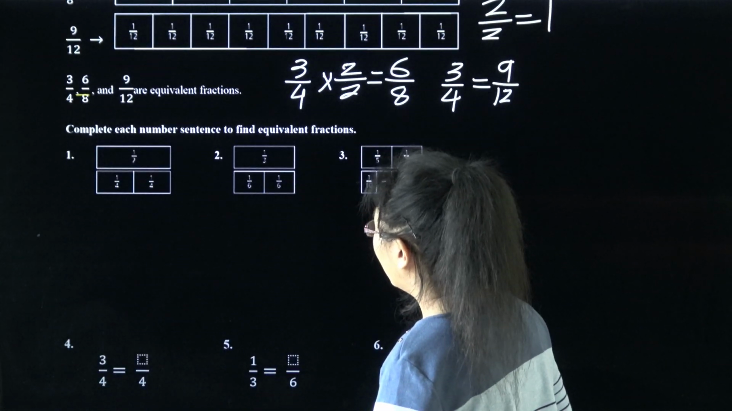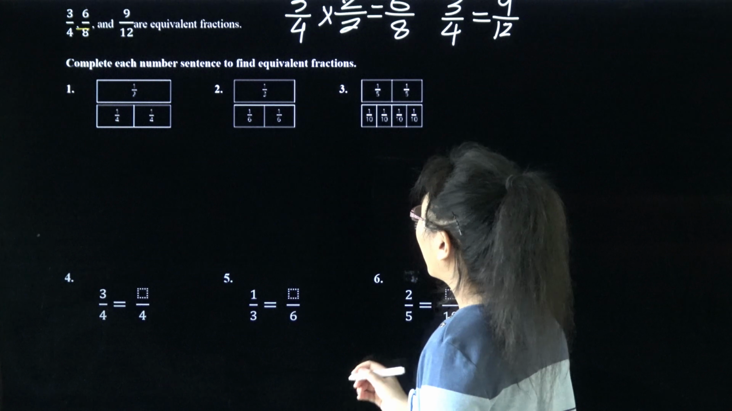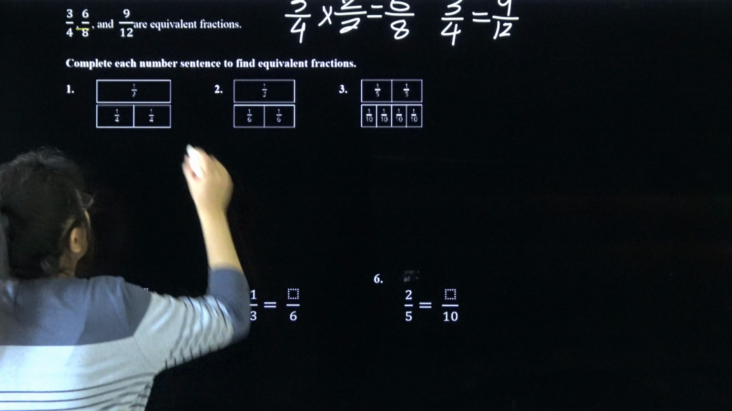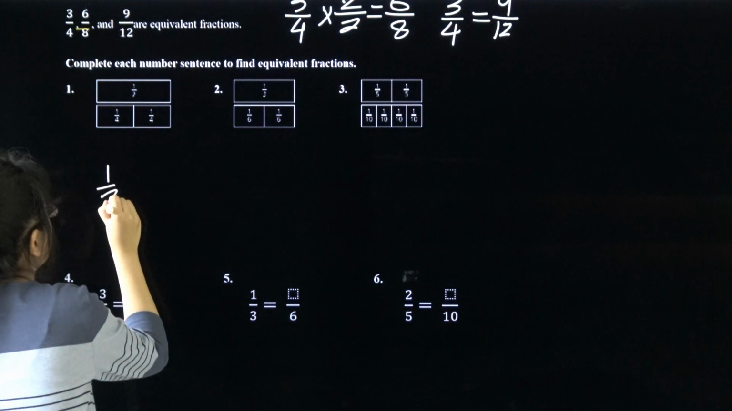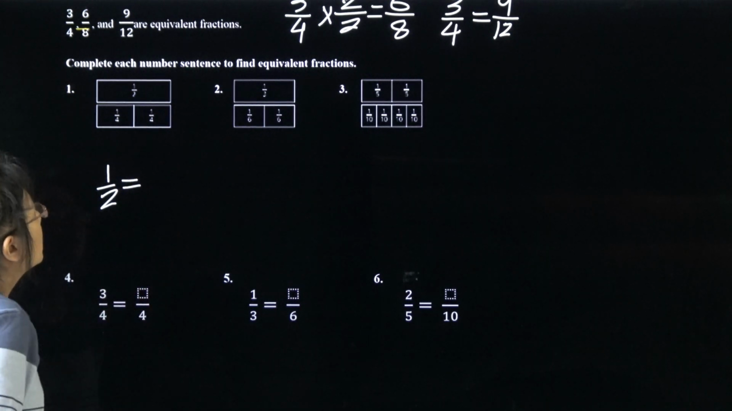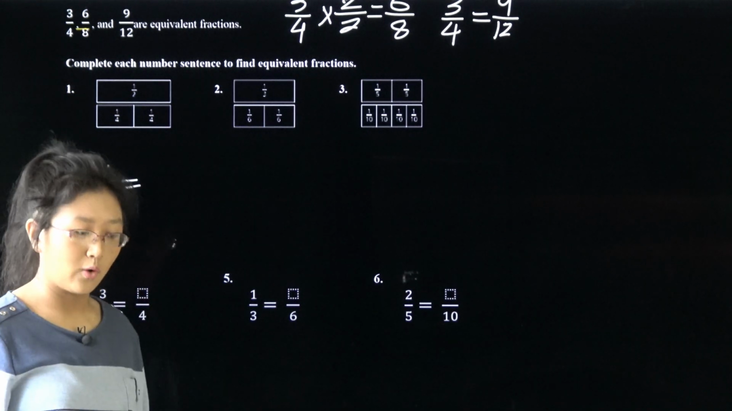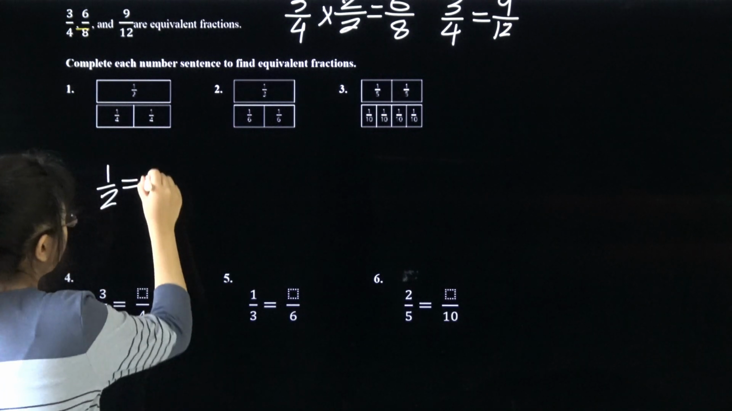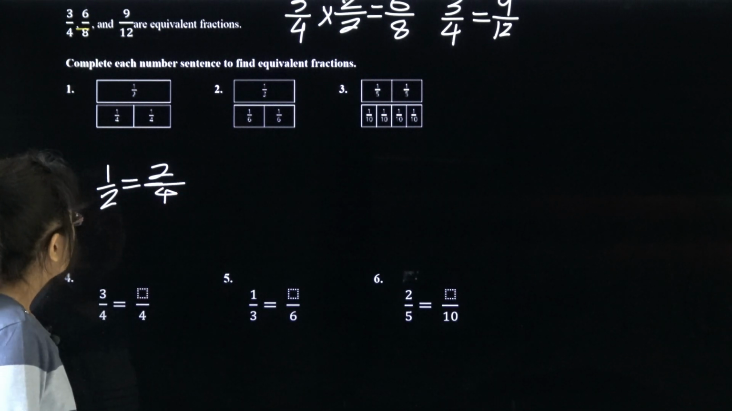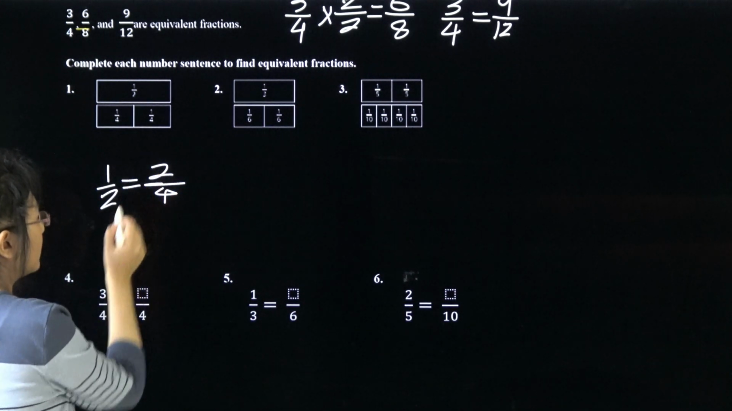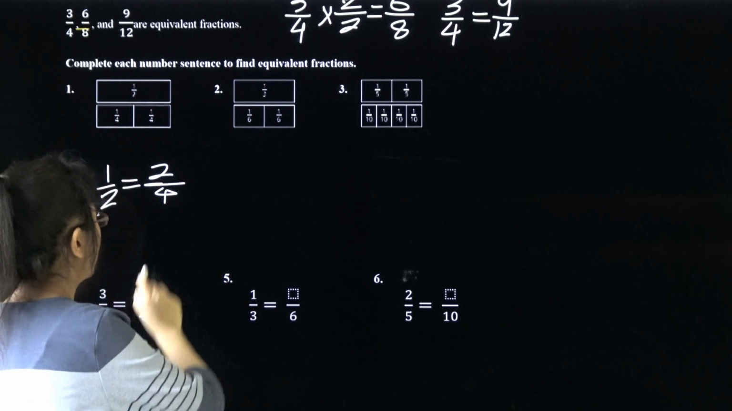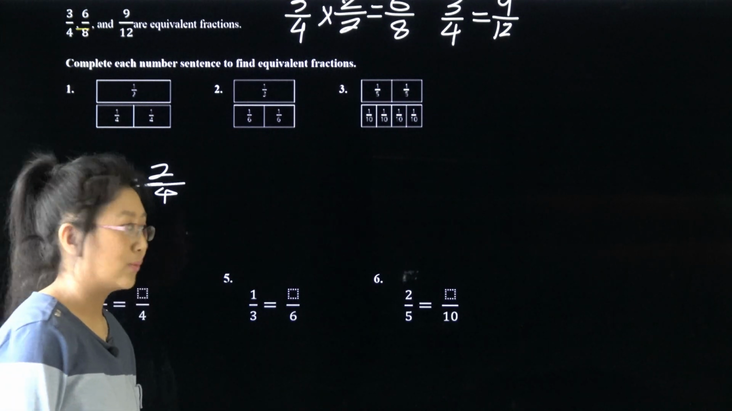So let's do some exercises. Complete each number sentence to find equivalent fractions. So in this one, we have 1 over 2. It's not that clear. And we have 2 fourths. So what is 2 fourths? 2/4, right? Now, as you can see here, 1 times 2 equals 2, and 2 times 2 equals 4. And 2 divided by 2 is equal to 1, and 4 divided by 2 is equal to 2.